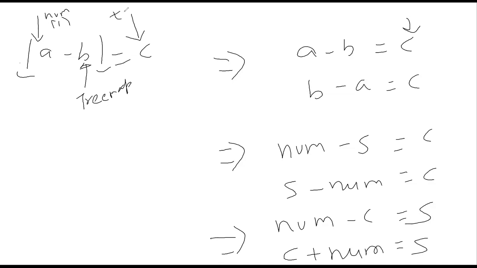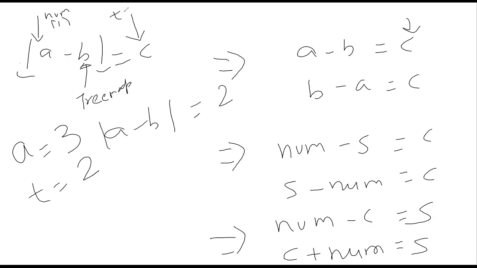There are two values. So let me give you an example. Suppose I have A equal to 3, target equal to 2. So to get A minus B equal to some value T, which is here 2, I can have two types of values, like 3 minus 1 will give me a mod value of 2, right? Or 5 minus 3 is also equal to 2.